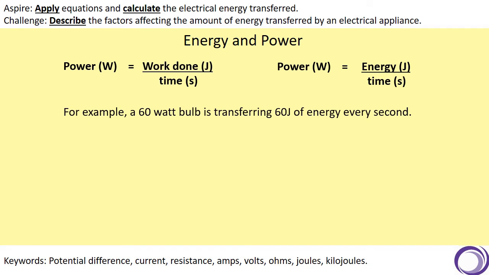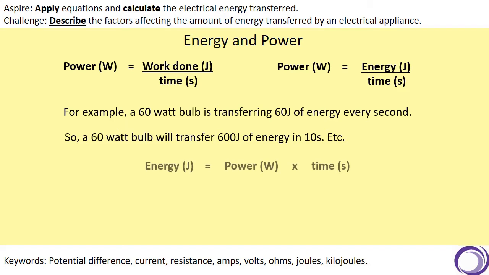If you've got a 60 watt bulb then, what that means is that bulb is transferring 60 joules every second. So if you had the bulb switched on for 10 seconds, it'd be doing 60 joules every second. So for 10 seconds, that would give you 600 joules that have been transferred. So another way of looking at that equation is energy equals the power times the time.